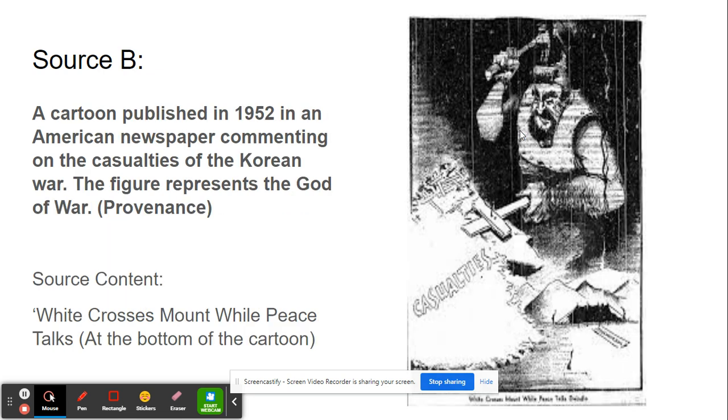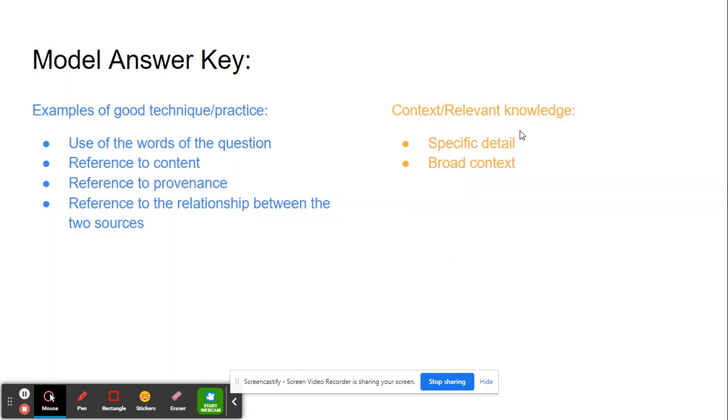Source B, again, is very much from the time. You can see the provenance: a cartoon published in 1952 in an American newspaper, and it's very much commenting on the casualties of the Korean War. The written information, the source caption, reads: white crosses mount while peace talks dwindle.